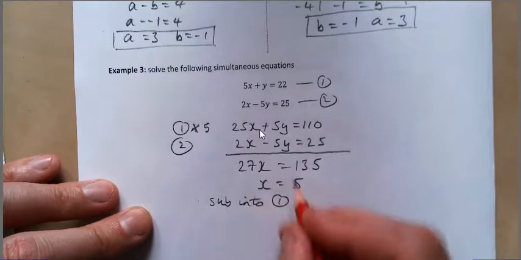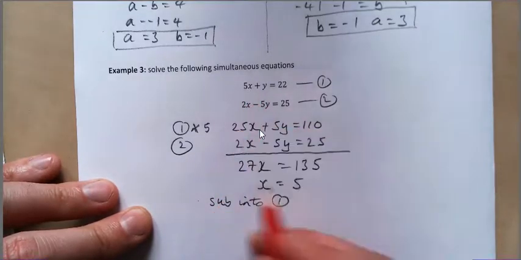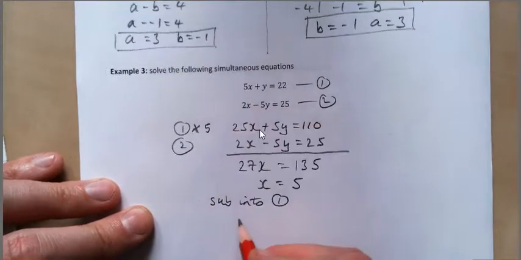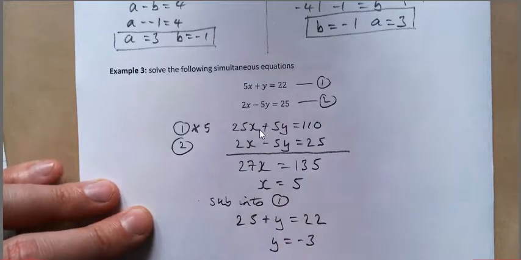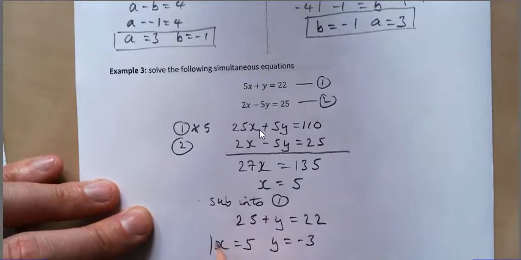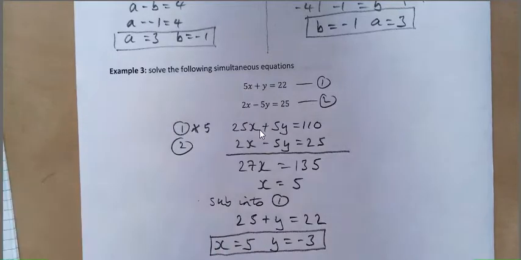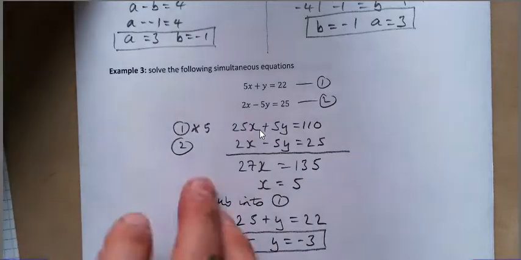So substituting into equation 1, 5 times x, and I know x is 5, so that's 5 times 5, 25, plus y equals 22, and if you take away 25 from both sides, you get y equals minus 3. It's nice at the end to write both answers, so we have x equals 5 and y equals minus 3.